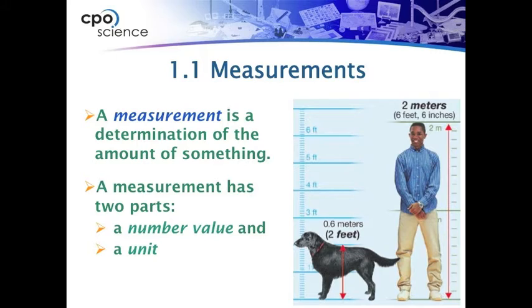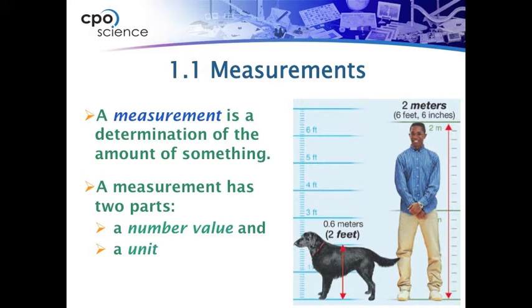If you guys have ever been in a car, which you probably have, you might have noticed that behind the wheel you'll see the speedometer, odometer ticking. That's measuring the speed of the car. So measurements are very vital in life in general, and they're extremely important in science. So let's define exactly what they are. A measurement is a determination of the amount of something.